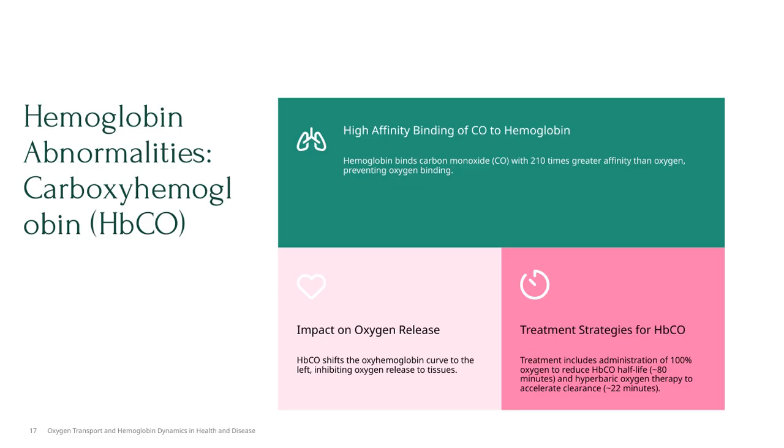Now, regarding treatment strategies, the main goal is to displace CO from hemoglobin as quickly as possible. Administering 100% oxygen is the first step, as it helps reduce the half-life of HbCO from about 320 minutes to roughly 80 minutes. In more severe cases, hyperbaric oxygen therapy can be used. This involves breathing pure oxygen in a pressurized chamber, which accelerates the clearance of CO even further, bringing the half-life down to around 22 minutes. Overall, understanding the high affinity of CO for hemoglobin underscores the importance of prompt and effective treatment to prevent tissue damage and restore normal oxygen transport.